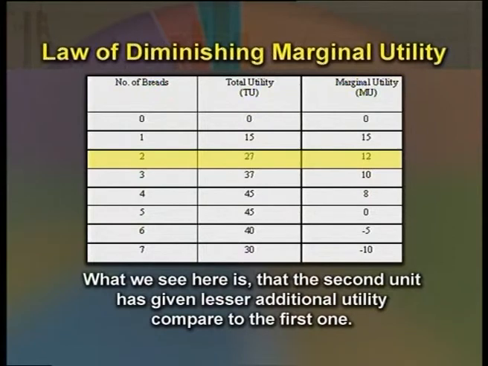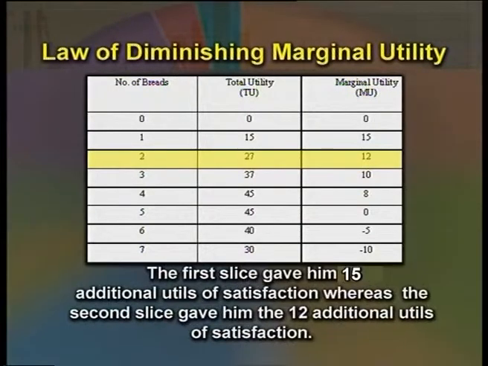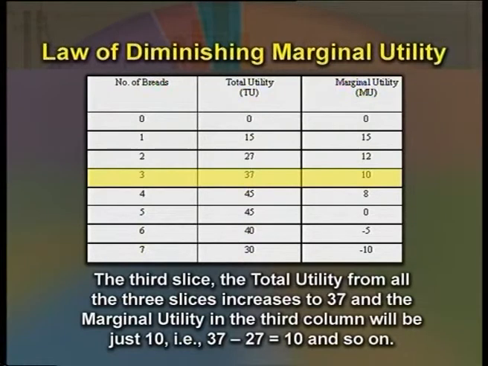So, what we see here is that the second unit has given lesser additional utility compared to the first one. The first slice gave him 15 additional units of satisfaction, whereas the second slice gave him just 12 additional utils of satisfaction. If he goes on to have the third slice, then the total from all the 3 slices increases to 37, and the marginal utility in the third column will be just 10, that is 37 minus 27, and so on.